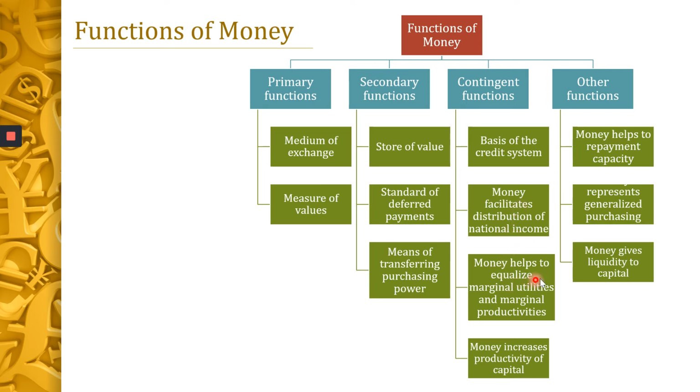Next one, money helps to equalize marginal utilities and marginal productivity. What do you mean by equalizers? This also we have studied in 11th standard, the law of equimarginal utility. Suppose a person wants to buy a product, he is buying a commodity and he is paying money. Immediately he will try to find out whether the marginal utility of the commodity is equal to the marginal utility of money. Only then he will buy that commodity.